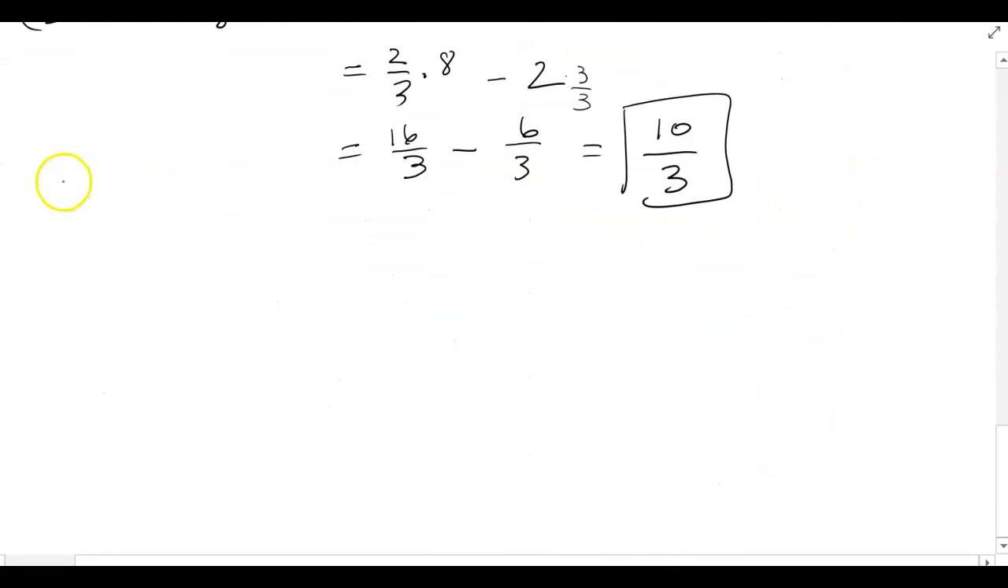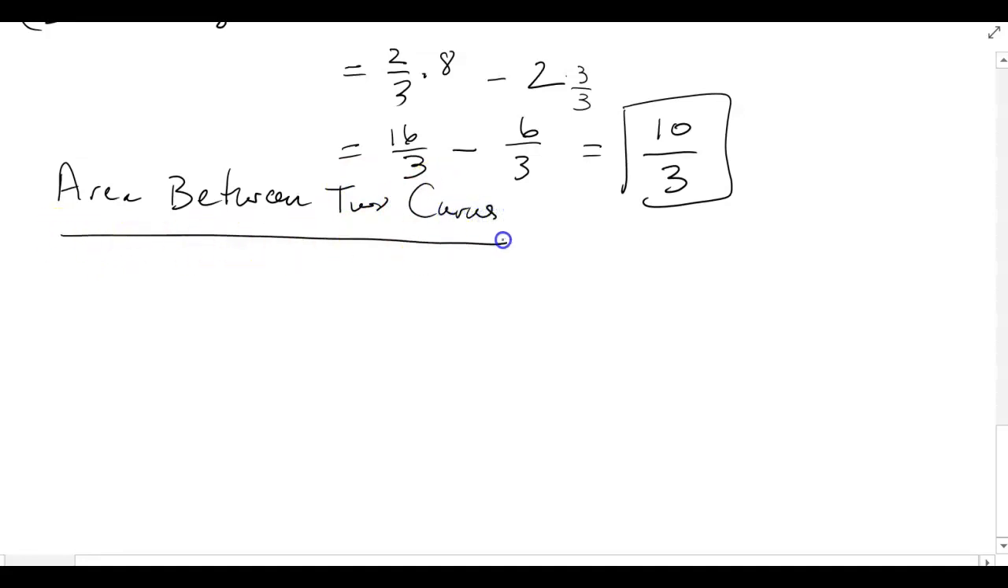So for area between two curves, or area doesn't even have to be between two curves. Clearly in that third one, we had a third boundary. A couple of things. Suppose f and g are continuous functions. This will not work if they're not continuous functions.